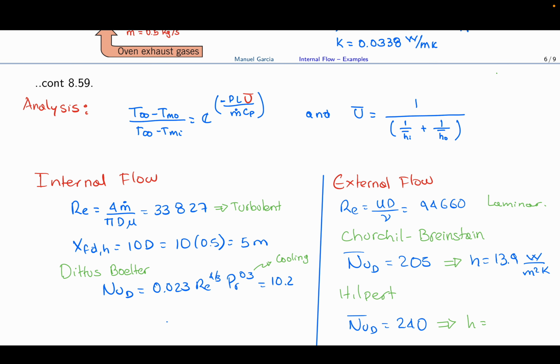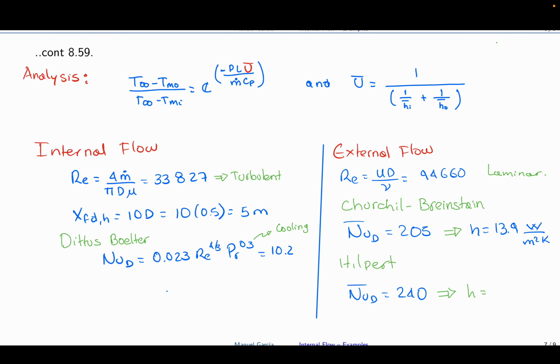And so we have to compute the internal and the external flow. For the internal flow, we need these values. So this is what we need to find out. For the internal flow, what do we do? We compute Reynolds. We need to know if it's turbulent and if we are in the entrance. So Reynolds is 4 times the mass flow rate divided by pi d mu.